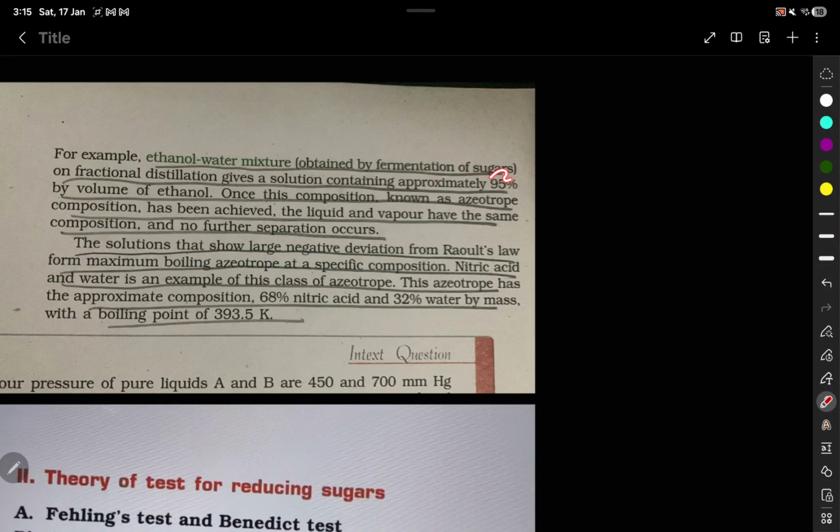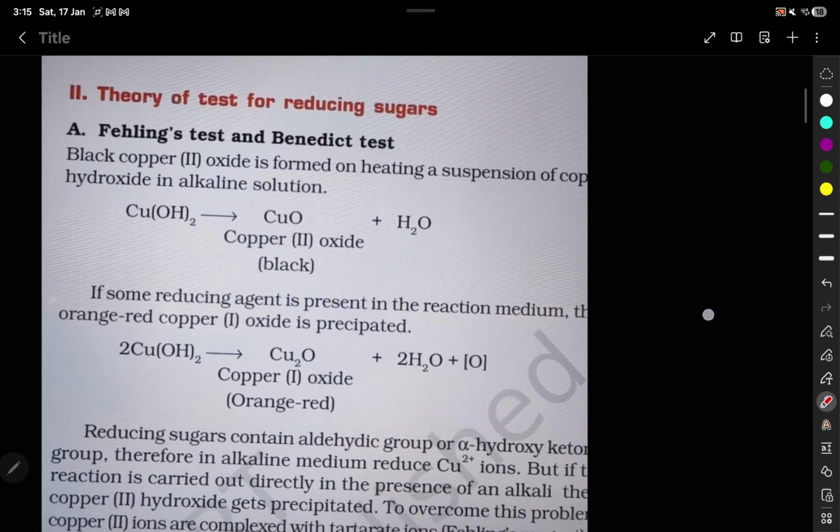Okay, hello guys. Today we'll be discussing whatever we saw in the NCERT group that we created. First, we have the ethanol-water mixture, which forms a minimum boiling point azeotrope at 95% ethanol by volume. The solution that shows large negative deviation is nitric acid and water. We take 68% nitric acid and 32% water by mass, with a boiling point of 393, which I will not be remembering.